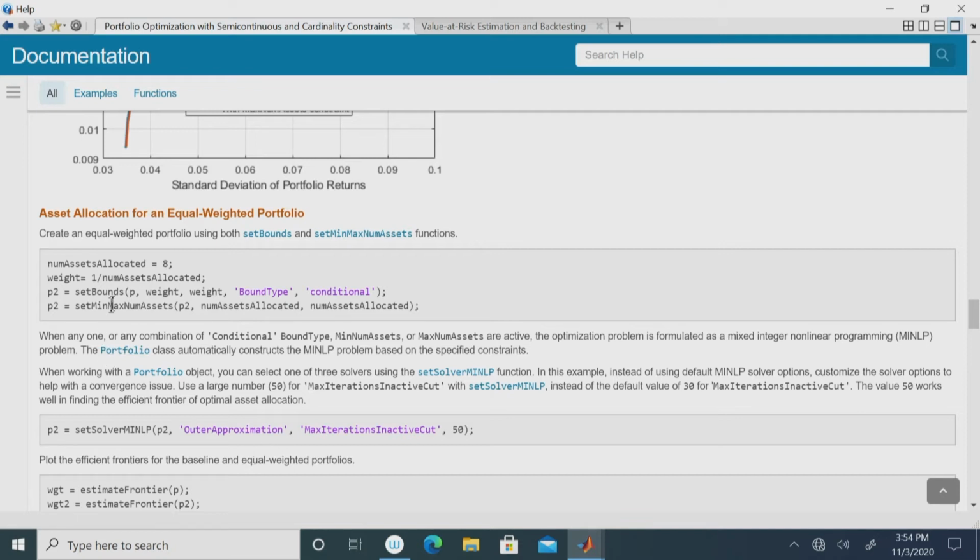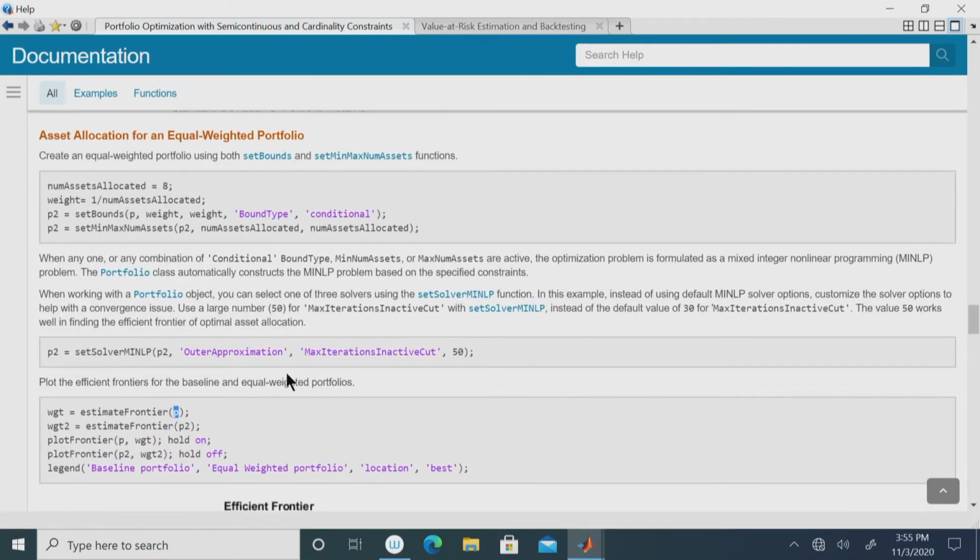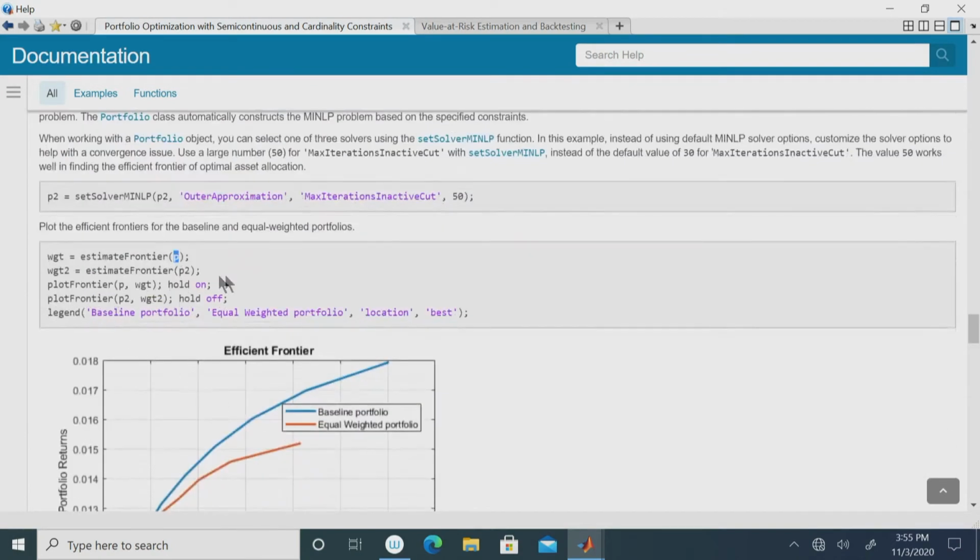This is a mixed integer nonlinear programming kind of problem. So, you have to solve this using the solver MINLP, which is for mixed integer nonlinear programming problems. You set the solver for this, and then you again estimate the efficient frontier. Of course, your P remains unchanged, that is the baseline one, but your P 2 now is going to be the solution of this equal weighted portfolio by usage of this method of MINLP.